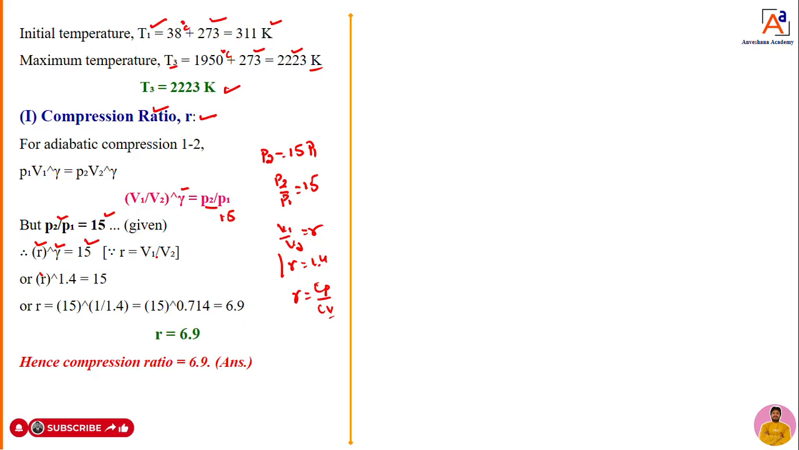Now R is equal to V1 by V2. I will put R to the power of 1.4 is equal to 15. So now you can see at the left and right side, the only unknown is R. I will take R here now. So therefore 15 to the power of 1 divided by 1.4. Do the simplification, you are going to get the value of R as 6.9. This is nothing but the compression ratio. Okay, the first finding is done.